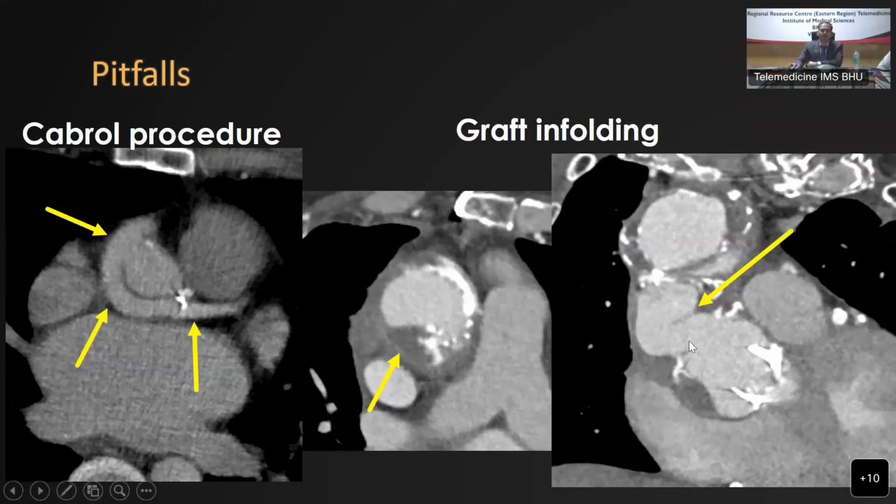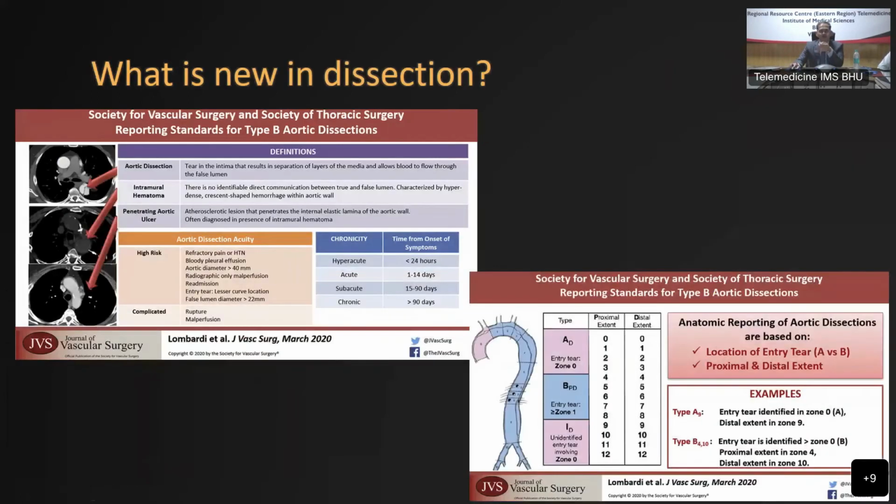Graft infolding sometimes can be tortuous, as I mentioned before, and because there is redundancy in the inclusion graft, you can see that there is a little bit of thrombus. So this thrombus we don't care about because this is outside the lumen of the graft. And so that's fine if there is a little bit of thrombus because it does not communicate with the lumen. The problem is when it communicates with the lumen, then it can cause embolic phenomena.